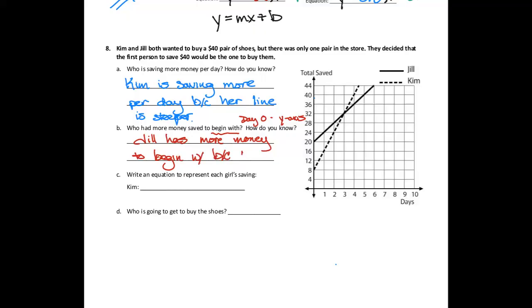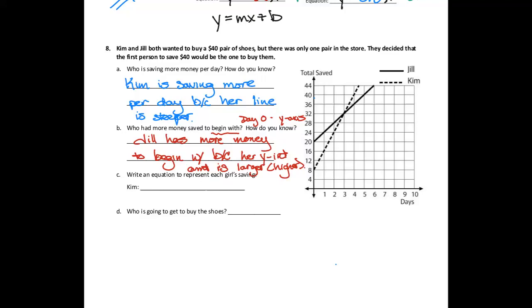Because her y-intercept amount is larger or higher. I'll say higher. It's probably better to say. Okay? All right. Write an equation to represent each girl's savings.